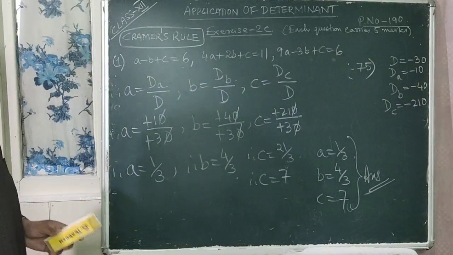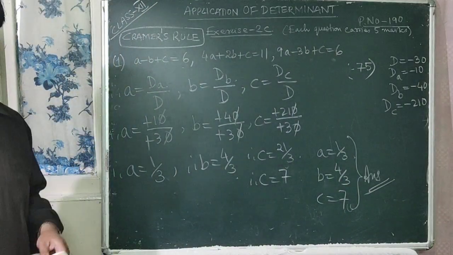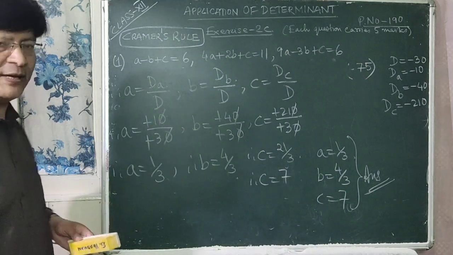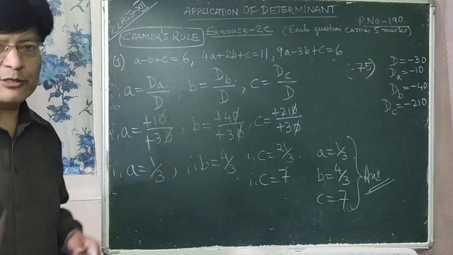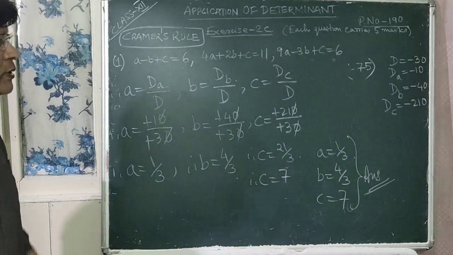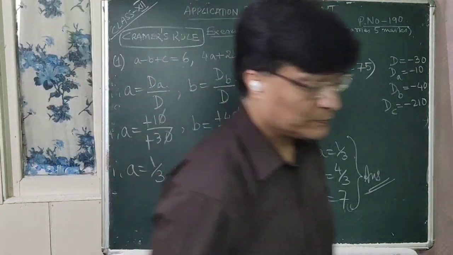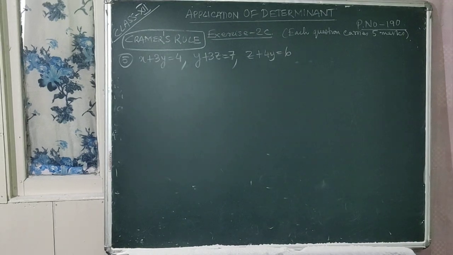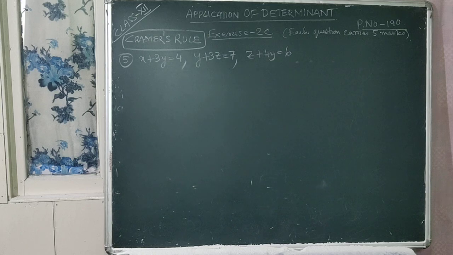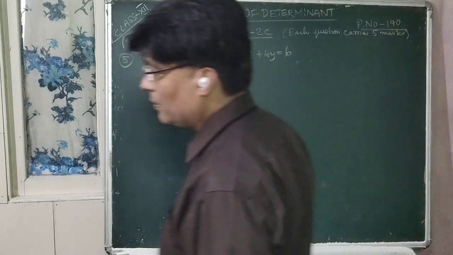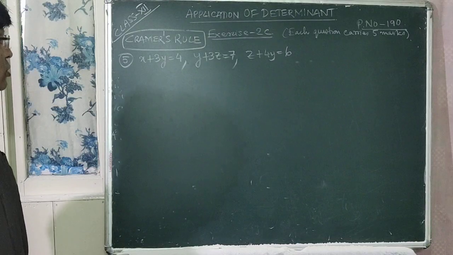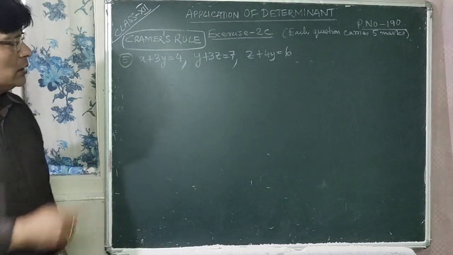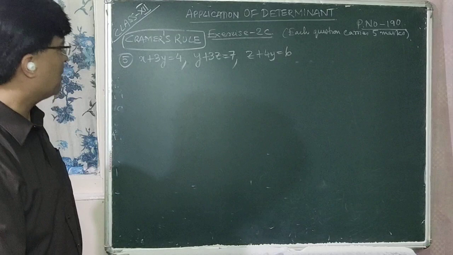So I think you have understood it. 3 equations with 3 unknown quantities. We are solving for A, B and C with the help of Cramer's rule. Okay. So let's do the next question now. So now let's do another type of question. Here also you have to solve it with the help of Cramer's rule.